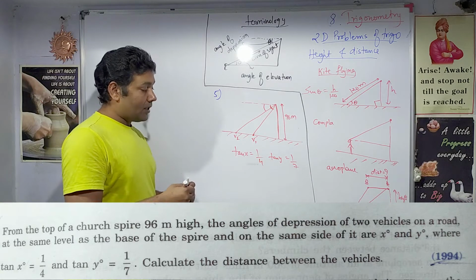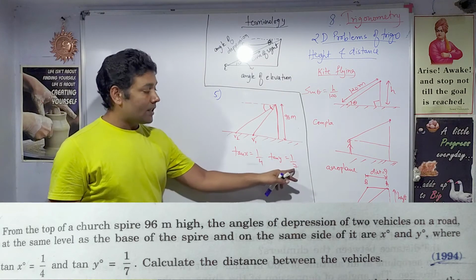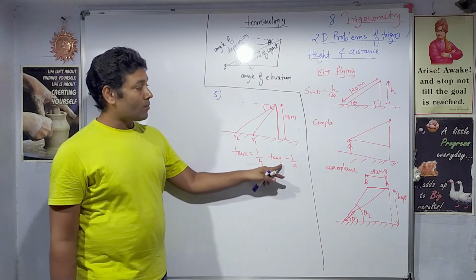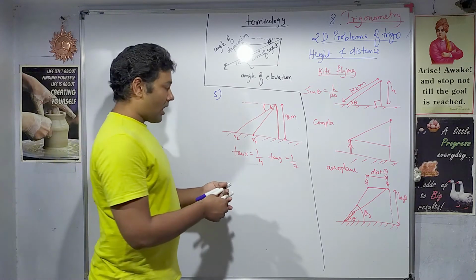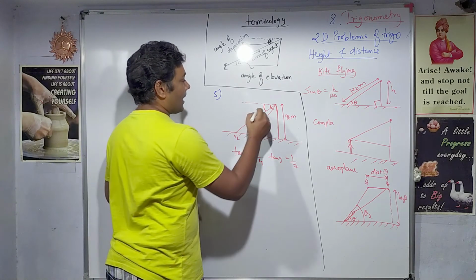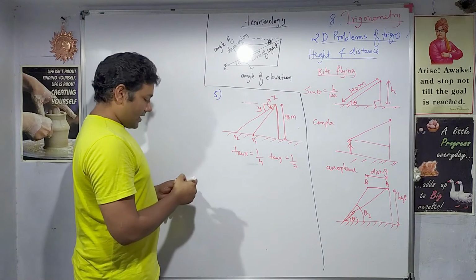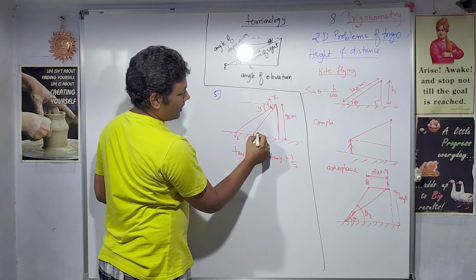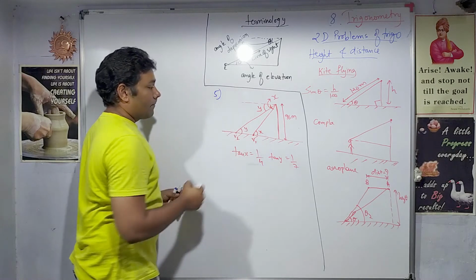From this you should know whether 1 by 4 is smaller or 1 by 7. 1 by 7 is the smaller value, so the angle is also smaller. Which angle is smaller of the two? This one, so this is y. This is the angle y and this is the angle x. As per this rule, this will become my x and this will become y.